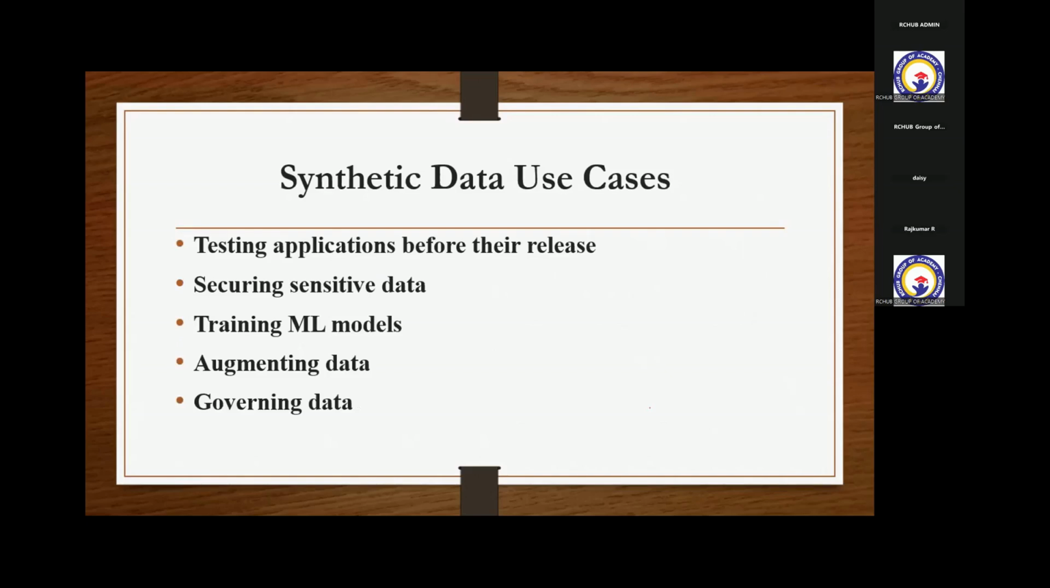First one is testing the application before the release. Of course, this is for software companies. Even in research, we can show our algorithm before we go for the process. That is one thing. Next one is securing sensitive data, training the model, augmenting data, and governing the data. So all of this comes under the synthetic data use cases.